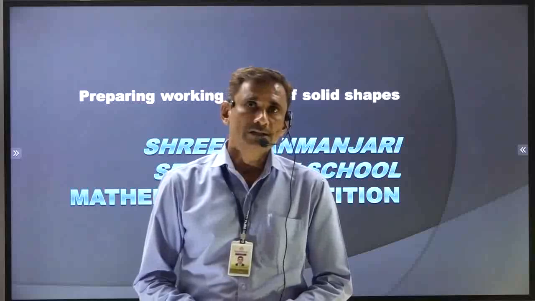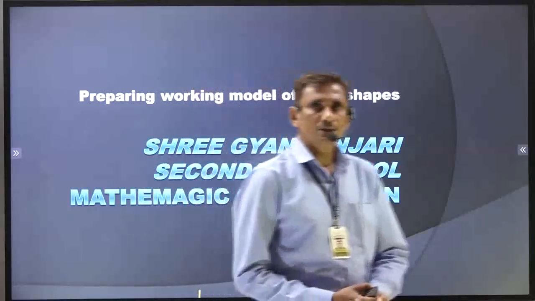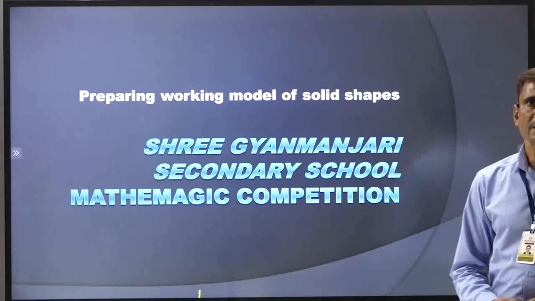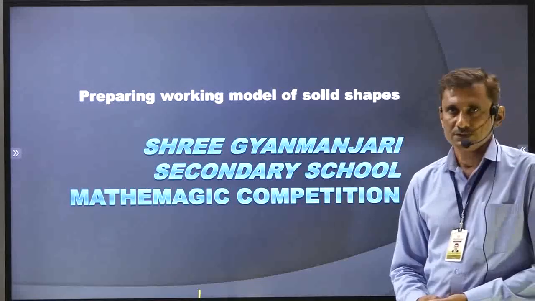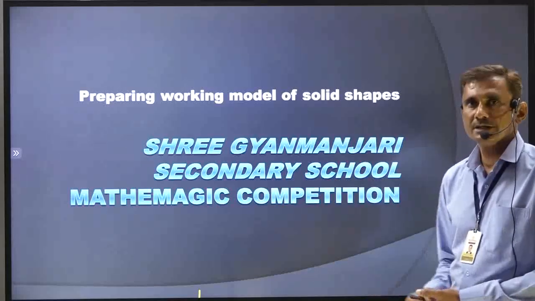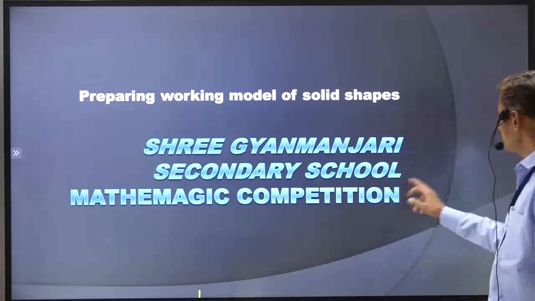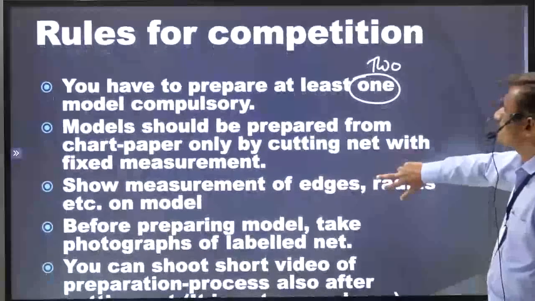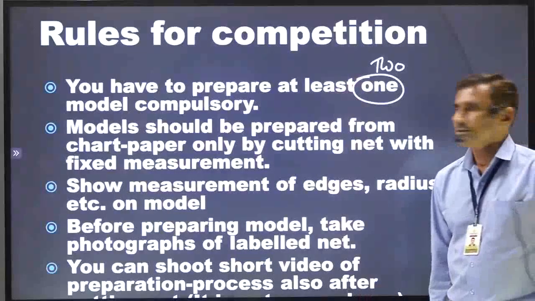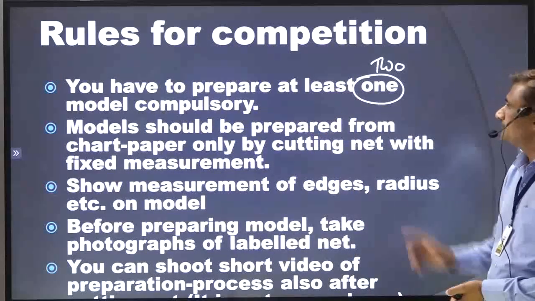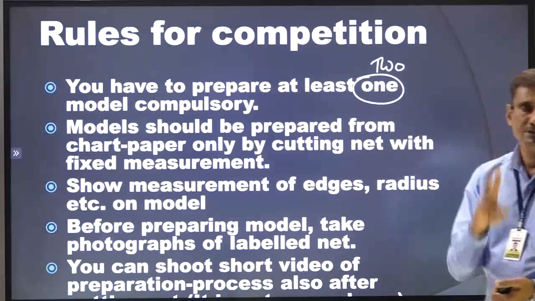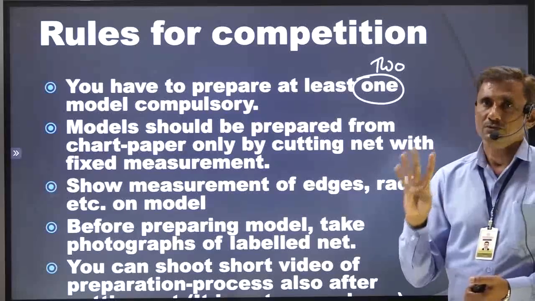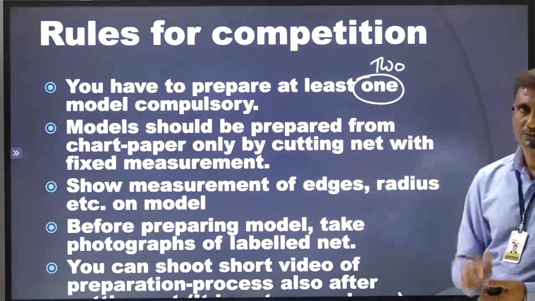So you know it is the event mathematics competition, and you were informed about that also. But again, we will cover everything regarding that. So it is a mathematics competition. Now these are the rules for our competition. First of all, you have to prepare at least two models compulsorily, not one, at least two. Either you can prepare two, three, or four models. It is up to you.